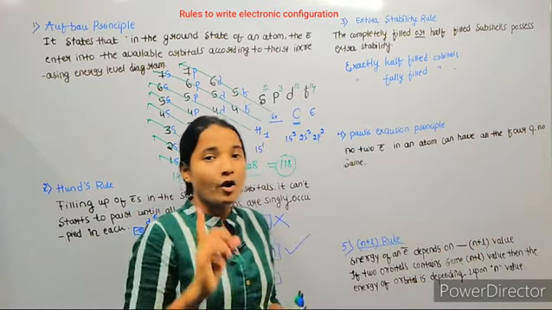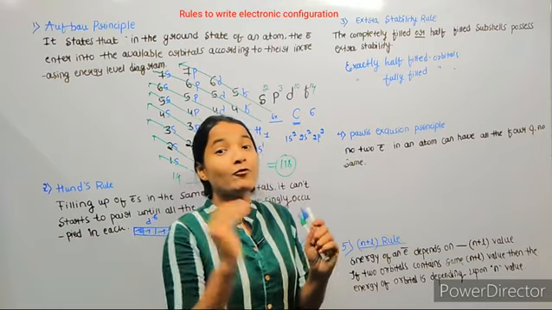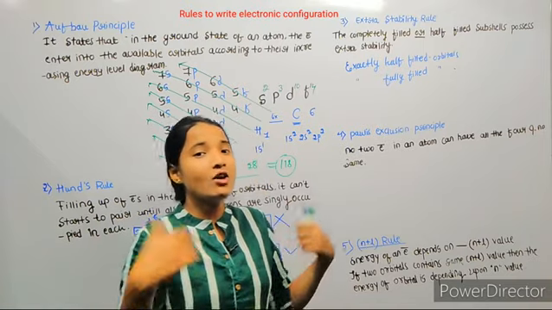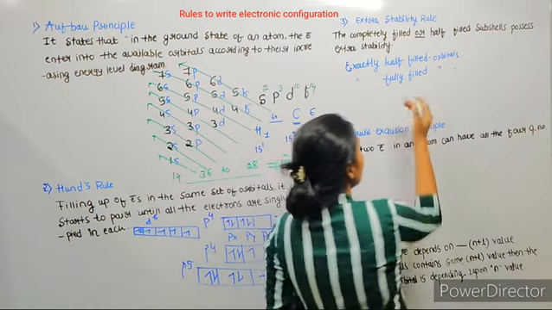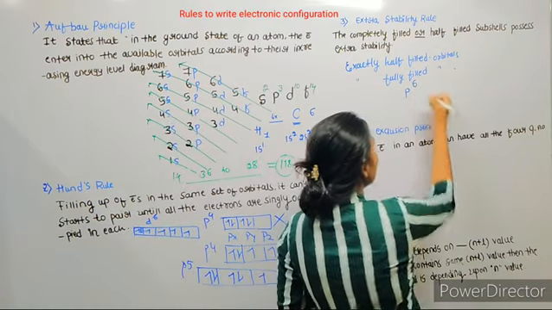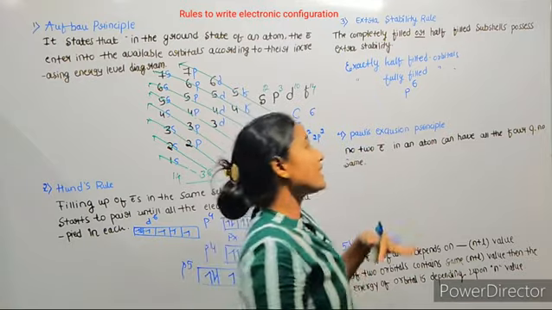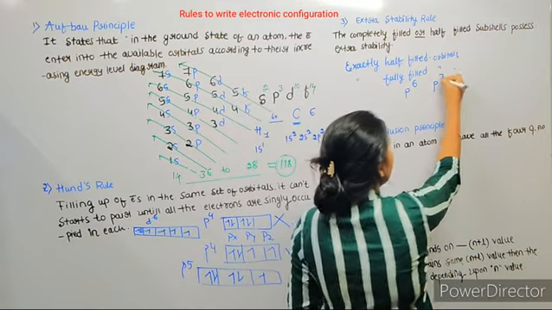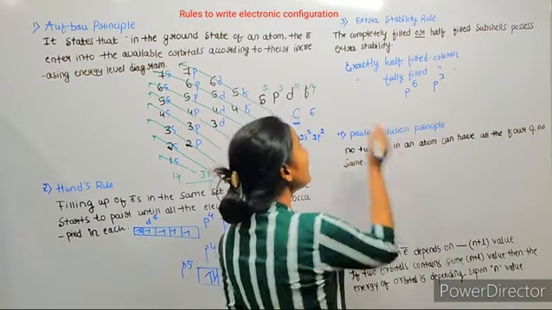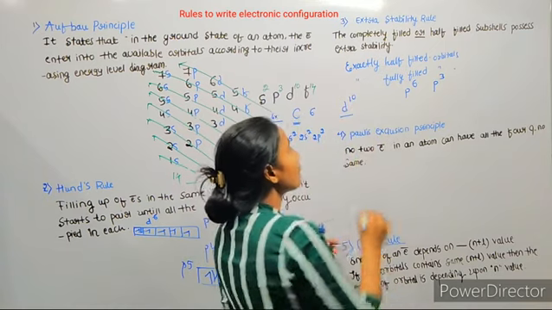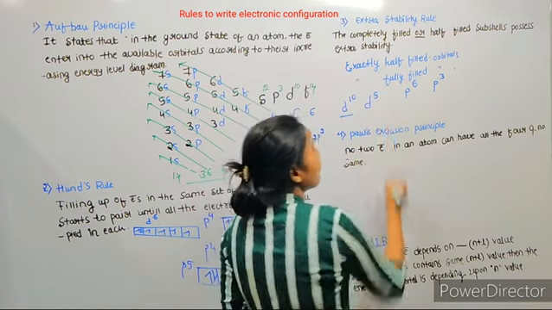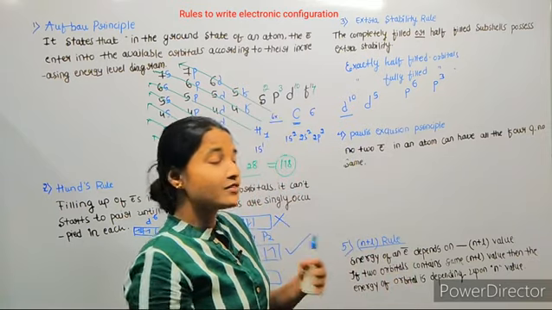One is that the orbital is exactly half filled, another is that the orbital is completely filled. For example, for p, the total number of electrons is 6, and exactly half filled means p3. For d, the total number of electrons is d10, and half means exactly d5.